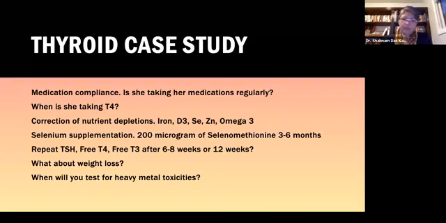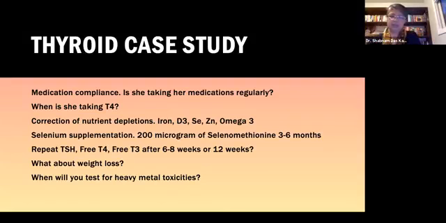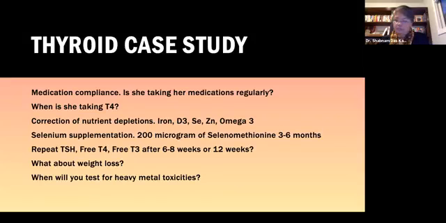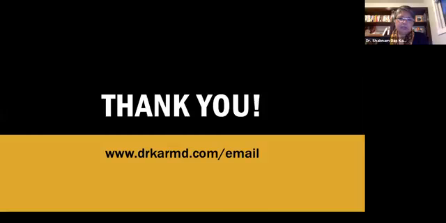Then when will you test for heavy metal toxicities? That is something we leave for the last, because you cannot do a chelation on a patient who hasn't been built up already. And I am not an expert in chelation. We usually send the patient to our naturopath who's trained in it. So heavy metal toxicities are not to be tested right at the beginning, though they do have an impact, but you cannot do a chelation right away. So I think that brings it to an end.